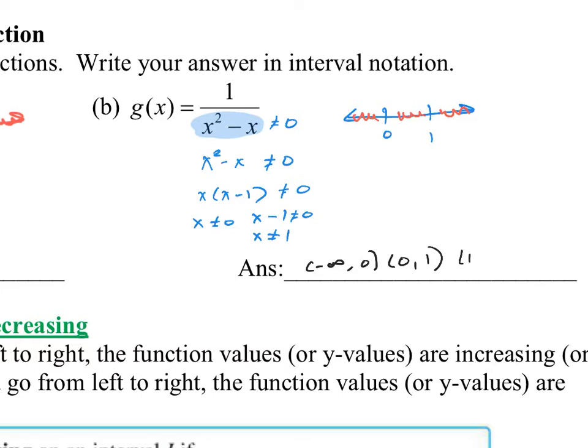And then we would go from 1 all the way to the right, which is all the way to infinity. So again, don't forget that middle one, and make sure that you're using parentheses here. We cannot include the number 0. We cannot include the number 1, because that would make the denominator 0.